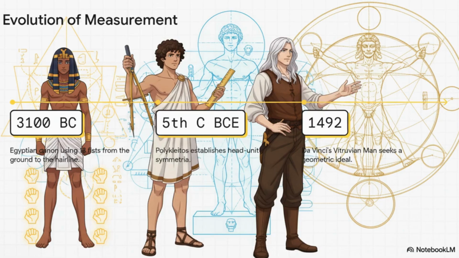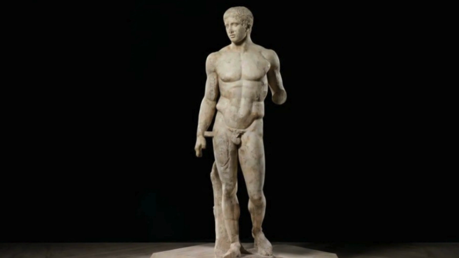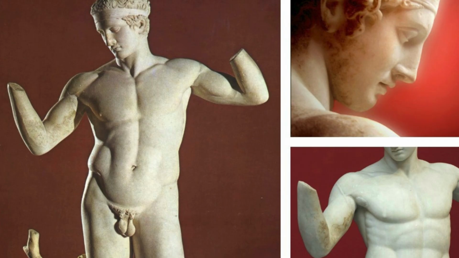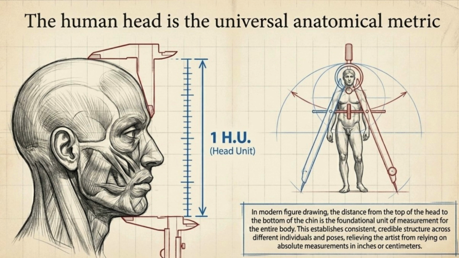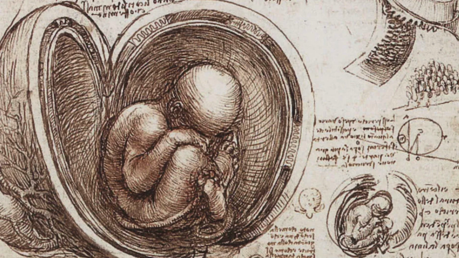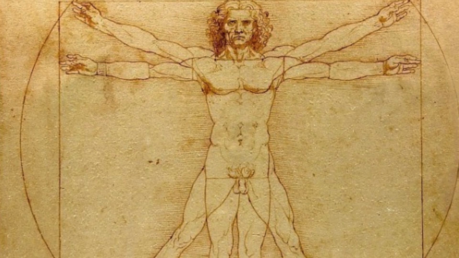Fast forward to the 5th century BCE, and the Greek sculptor Polykleitos totally shifted the paradigm. He established this concept of symmetria, or harmonious proportions, but he used the head as the ultimate yardstick. And this progression eventually culminated in 1492 with Da Vinci's famous Vitruvian Man, striving for that perfect, cosmic, geometric ideal.